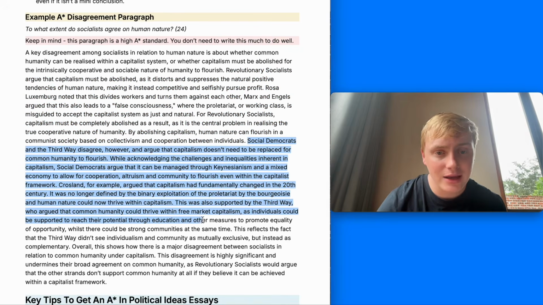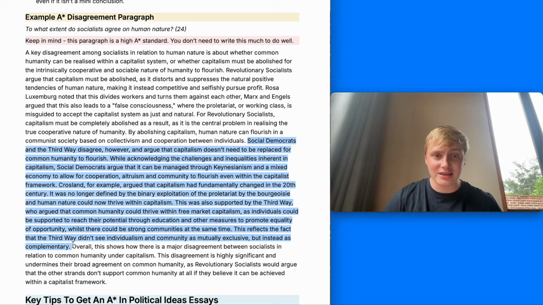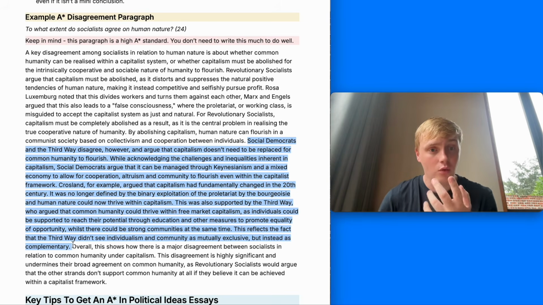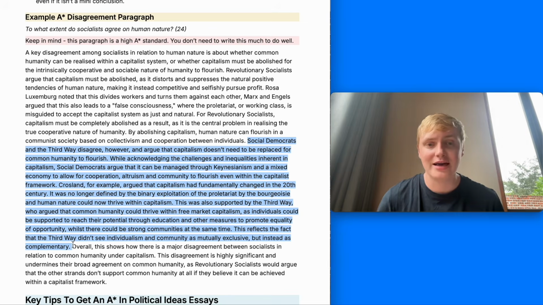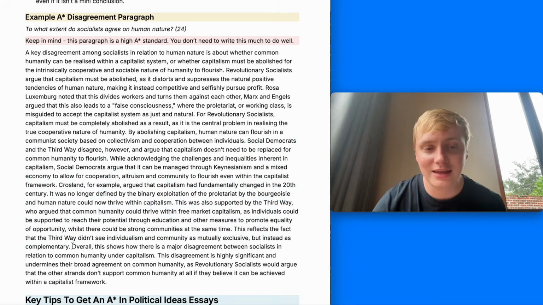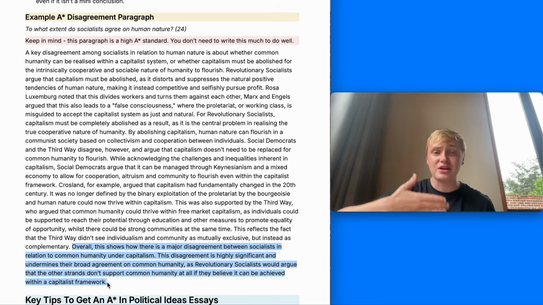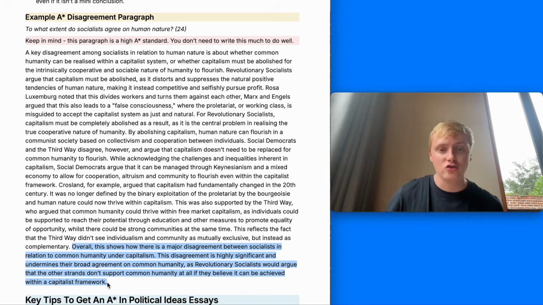We're then comparing it with social democrats in the third way to explain how they disagree. Again, explaining how they disagree, why they disagree, and bringing an example for social democracy with Crosland, the thinker, as an example, and bring his specific thought on how he supported it. And again, at the end, we've got a summary sentence or two, bringing it together and then linking it in to our overall argument.